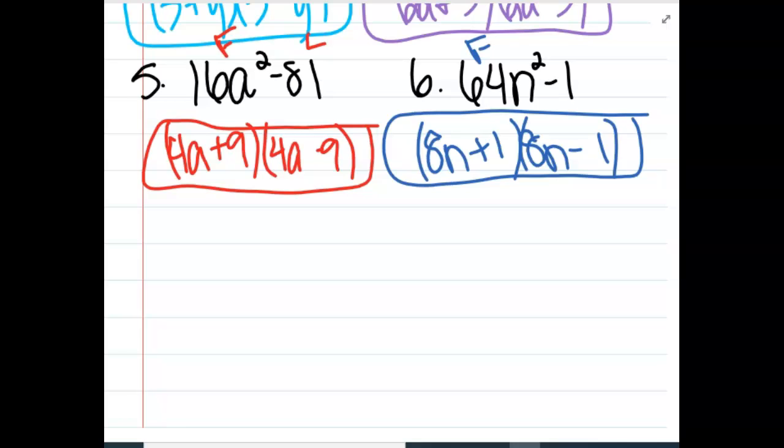Caitlin: Does it have to be the same number? Like for 16, does it have to be 4 and 4, or could it be like 8 and 2? Great question.